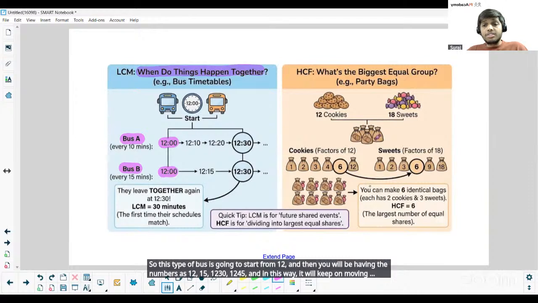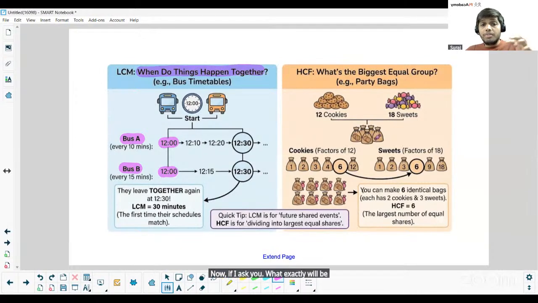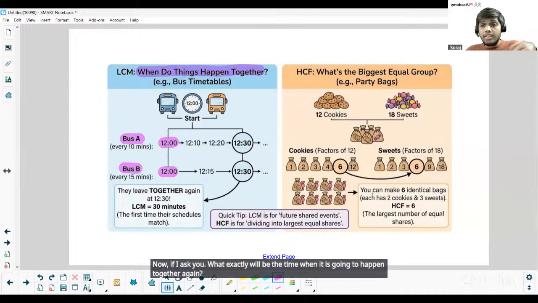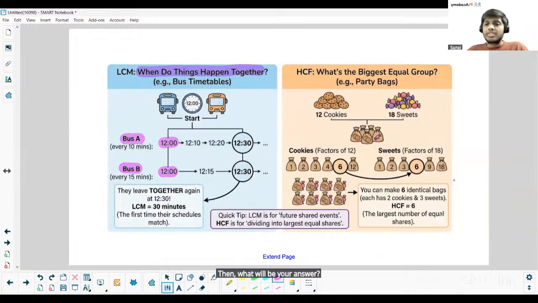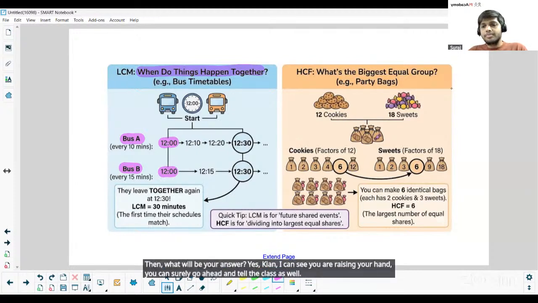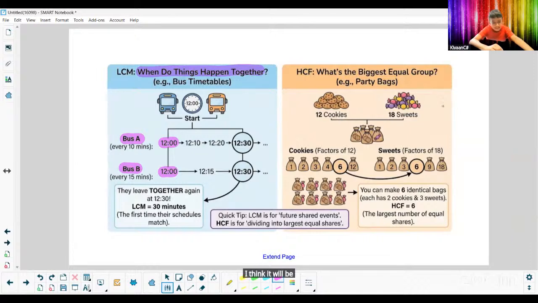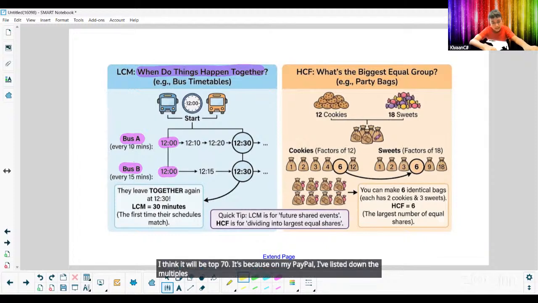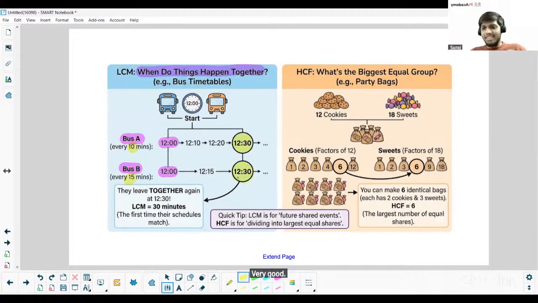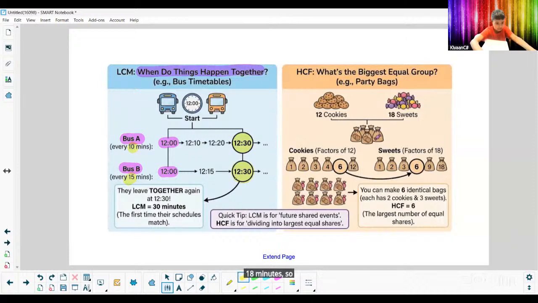Now, if I ask you what exactly will be the time when they are going to happen together again, what will be your answer? Yes, Kian, I can see you are raising your hand. You can surely go ahead and tell the class. I think it will be 12:30. It's because on my paper I've listed down the multiples of 10 and 15. And if it doesn't work, I go deeper. We found out that the lowest multiple that comes in both of the times tables is 30. Very good. Exactly, 30 minutes, so it'll be 12:30. Perfect. Well done, Kian.